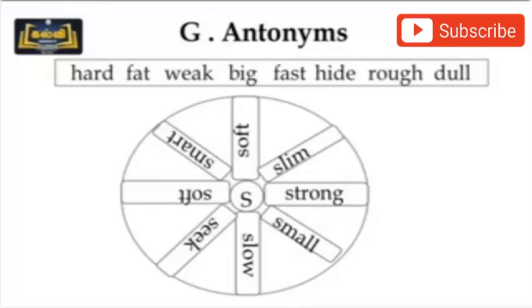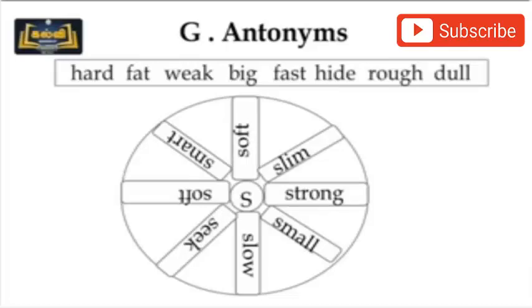Children, the next exercise given for you is antonyms. Antonyms means opposites. Look at the words in the box. Fill in the wheel with their antonyms. They have given a clue for you. All the words begin with S and are from the text. Let's read the questions and answer them, children.